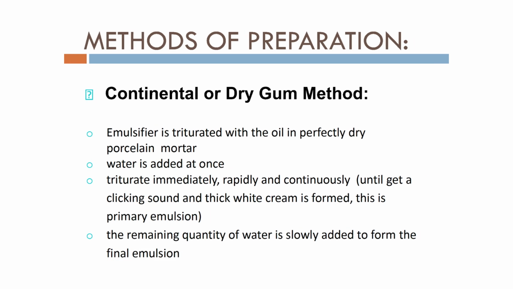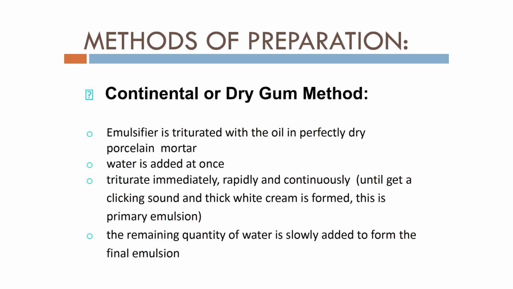Preparation of emulsions. Alright, now let's shift gears and talk about the practical side. How do we actually prepare emulsions? 1. Continental or dry gum method. 1. The emulsifier, often a gum, is triturated with the oil in a perfectly dry porcelain mortar. 2. Then, all of the water is added at once. 3. The mixture is triturated immediately, rapidly and continuously. You'll hear a characteristic clicking sound and see a thick white cream form. This is your primary emulsion. 4.